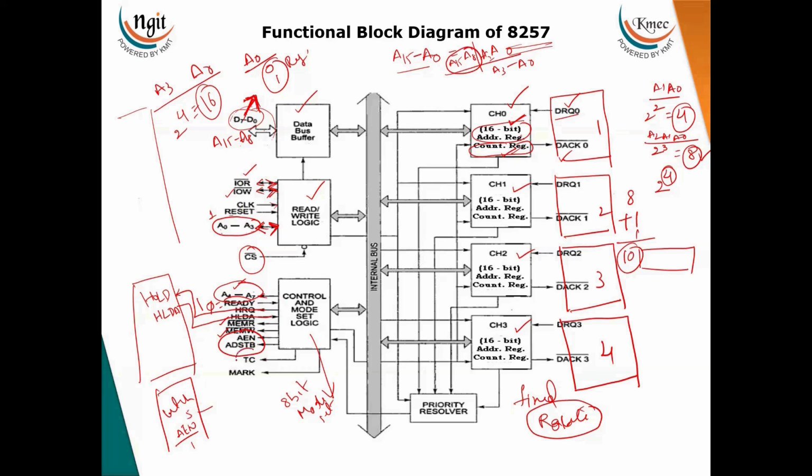Now coming to terminal count. Terminal count indicates the present DMA cycle to the present peripheral device here. Now coming to MARK: after every 128 byte transfer, the MARK bit will be generated. Now, this is about the functional block diagram.